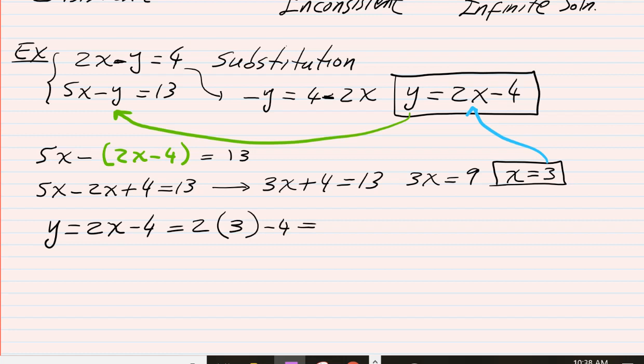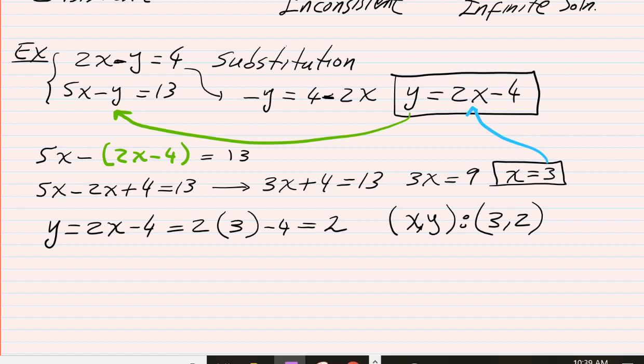That's 6 minus 4, or 2. So we have the solution. The solution is always in the form x comma y, the ordered pair. So the solution in this case is 3 comma 2. Again, note, if you write 2 comma 3, that is an incorrect answer. That would imply x is 2 and y is 3. So we've got to keep the order in check here.